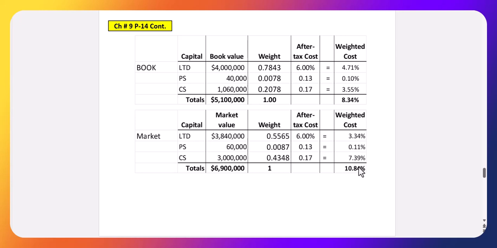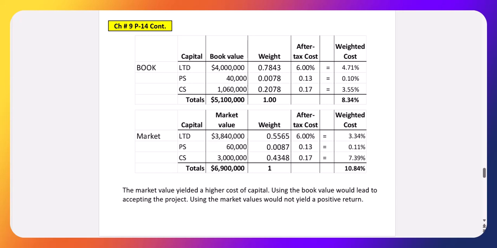For our market, our weighted average cost of capital would be 10.84%. And finally, the market value yielded a higher cost of capital, so using the book value would lead to accepting the project. Using the market value would not yield a positive return.